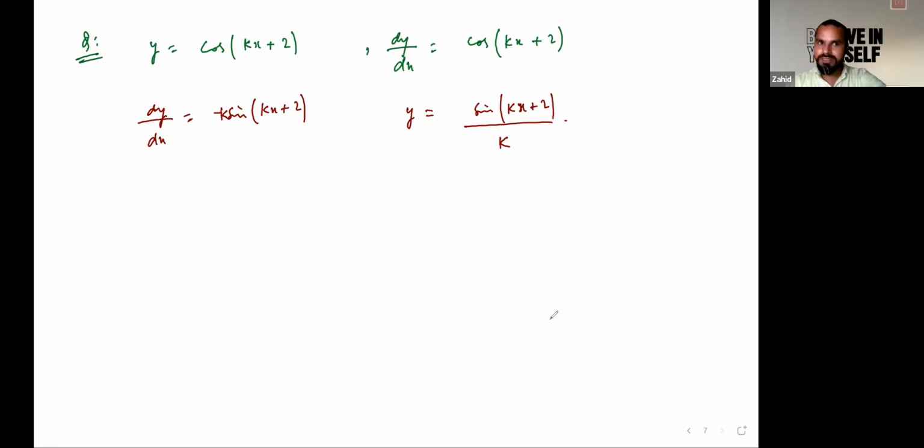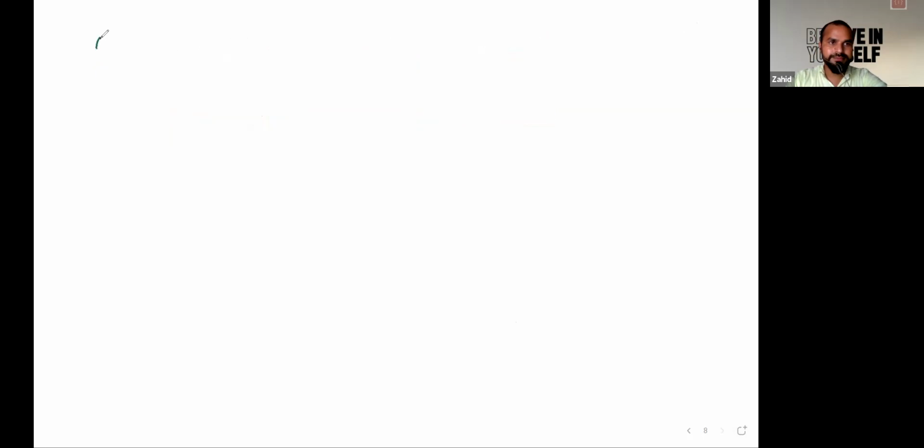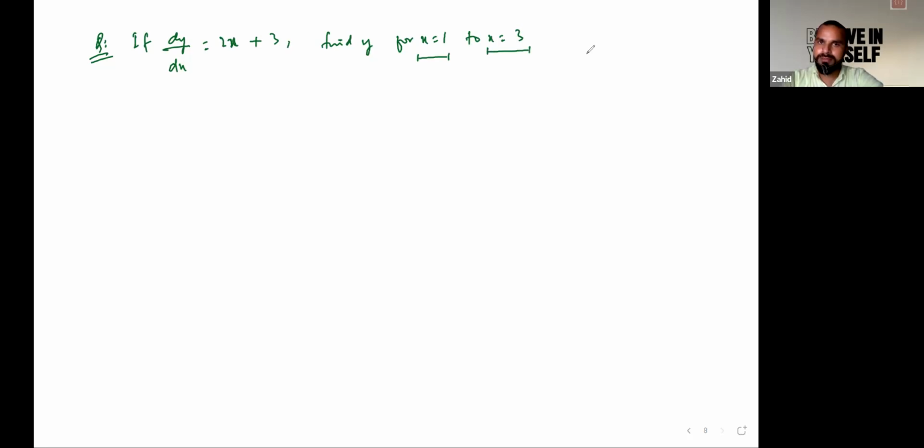Okay. So we have just done indefinite integral where there is no limit in this particular integration. Now, how to solve any definite integral? Let's suppose dy/dx is equal to 2x plus 3 and they will ask you to find y for x equals 1 to x equals 3. It means this is your lower limit and this is your upper limit. So first of all, try to integrate this particular function.